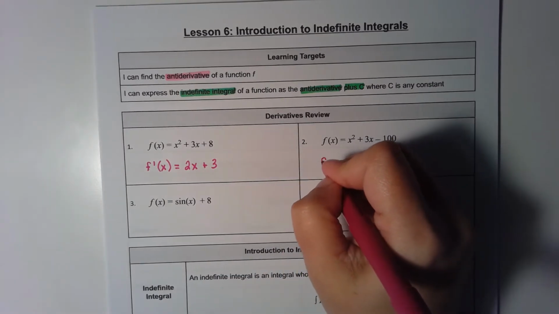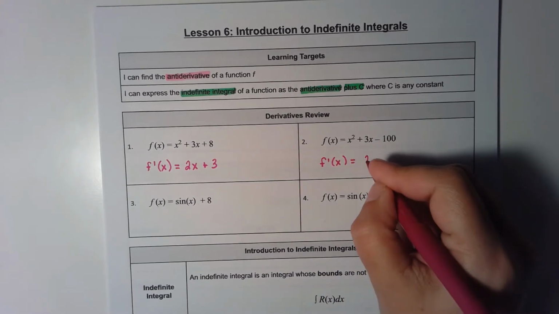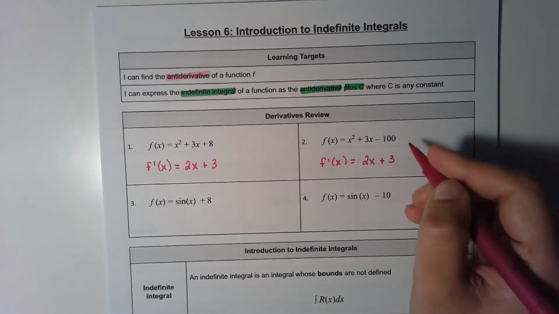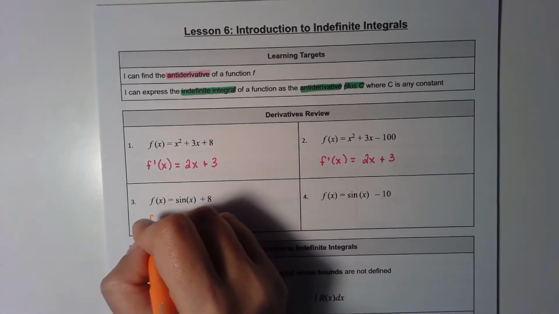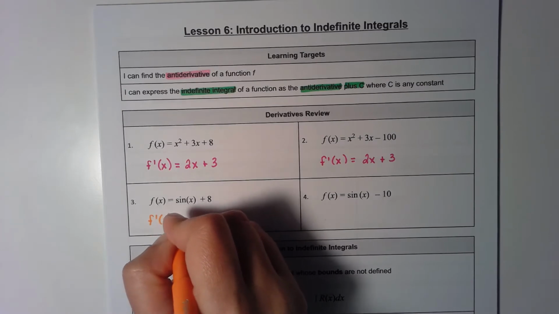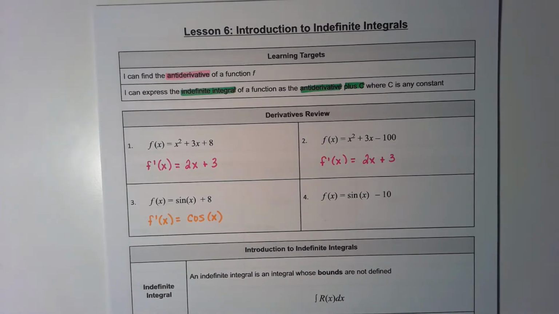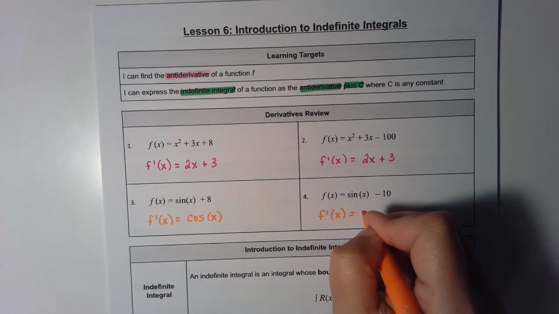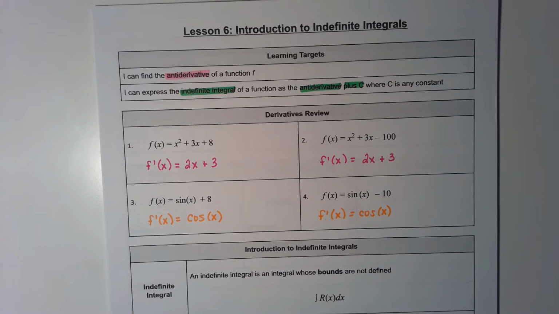For problem number 2, my derivative would be f prime of x is equal to the derivative of x squared, which is 2x, plus the derivative of 3x, which is 3, and then the derivative of minus 100 is 0, so it's gone. Next, for problem number 3, I would find the derivative of sine, which is cosine of x, and the derivative of 8, which is 0, so it's gone. And last but not least, the derivative of sine, which is cosine of x, and the derivative of 10, which is 0, so it's gone.